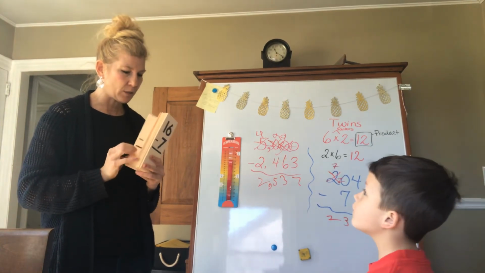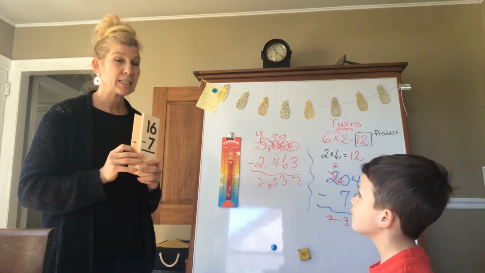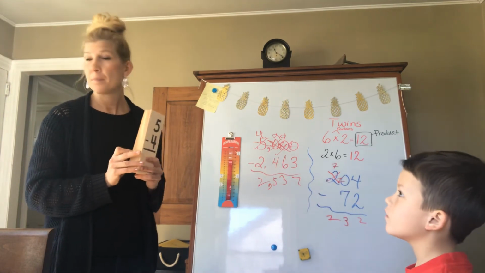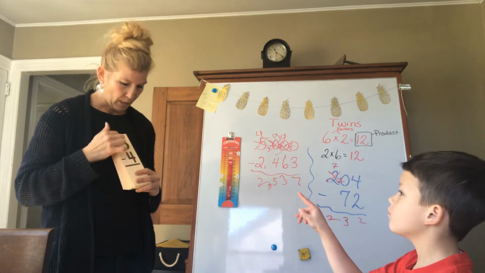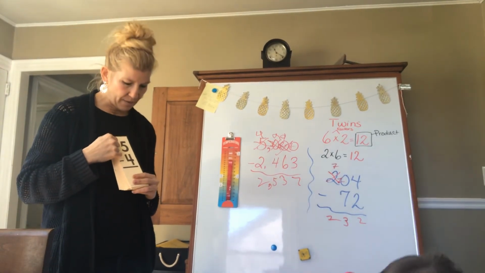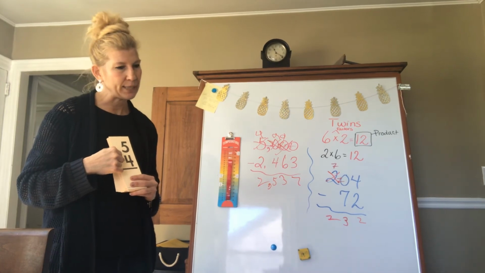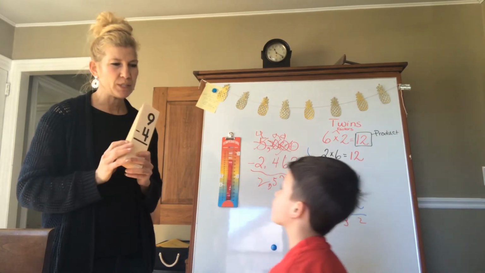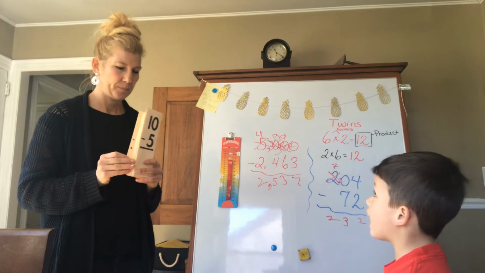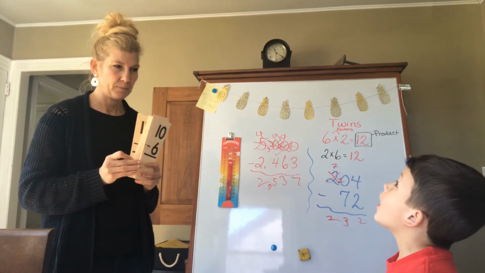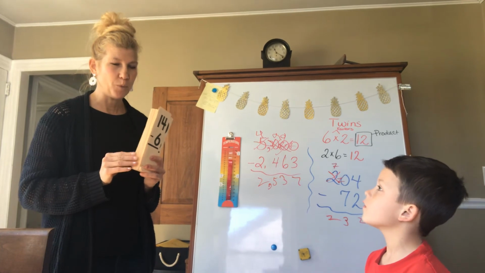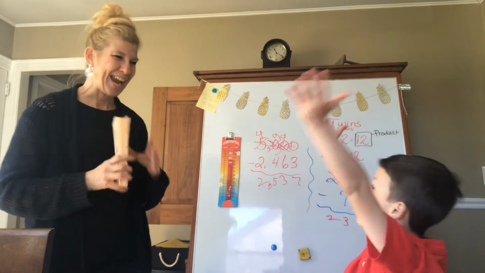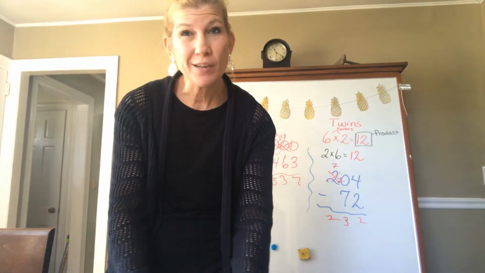16 minus 7 equals 9. 5 minus 4 is 1. Ben, when we have 5, the next number after going back is 4, which is 1 spot. 9 minus 4 equals 5. 10 minus 5 is 5. 10 minus 6 is 4. 14 minus 6 is 8. All right, so you probably should be working on your subtraction facts at home.